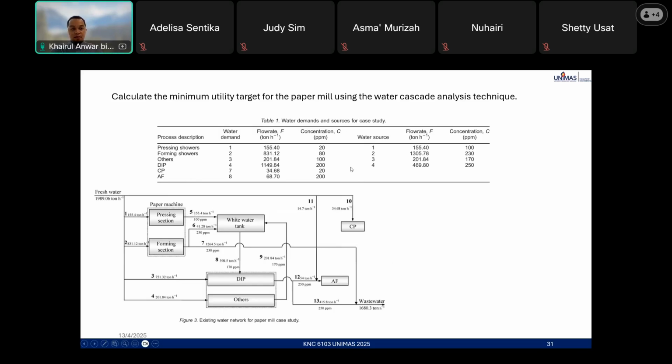And this, stream 9, and the 8. So we both. Yeah, the DIP, and the team. 54 plus 415 is 469.